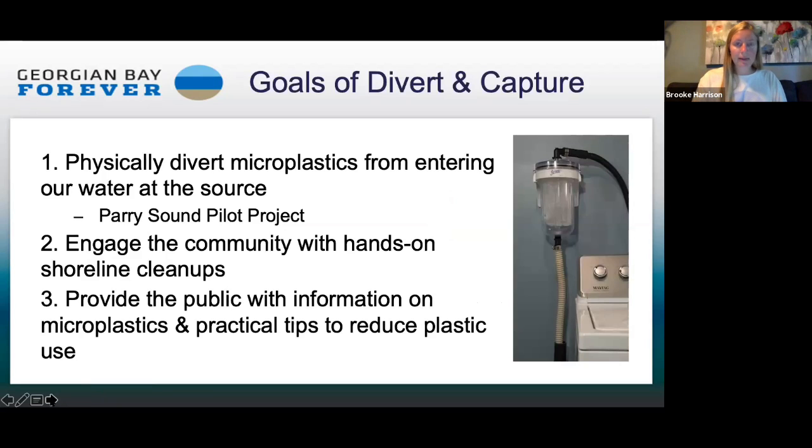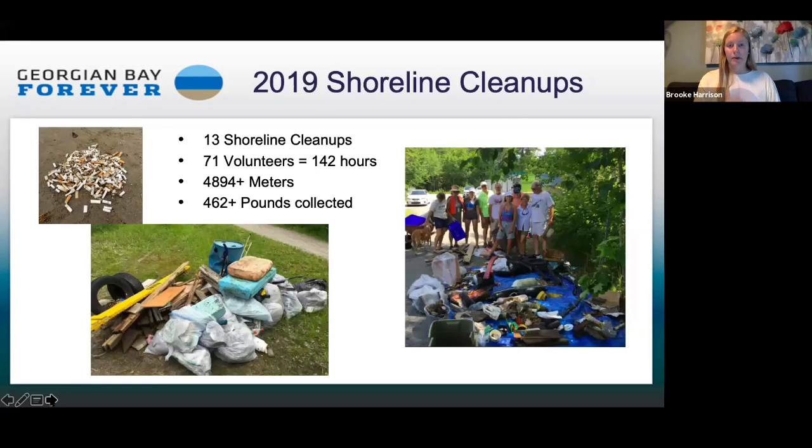Before I dive into the microfibers part of it, I just want to quickly touch on the second and third parts. In 2019, we had 13 shoreline cleanups. We had 71 volunteers volunteer over 140 hours. We cleaned up nearly 5,000 meters of shoreline, and we cleaned up 462 pounds. So thank you to everyone involved in these shoreline cleanups.